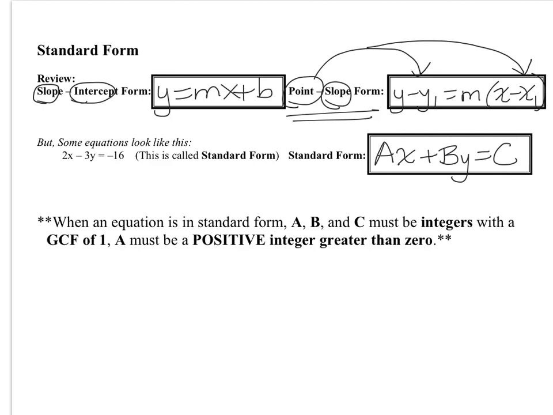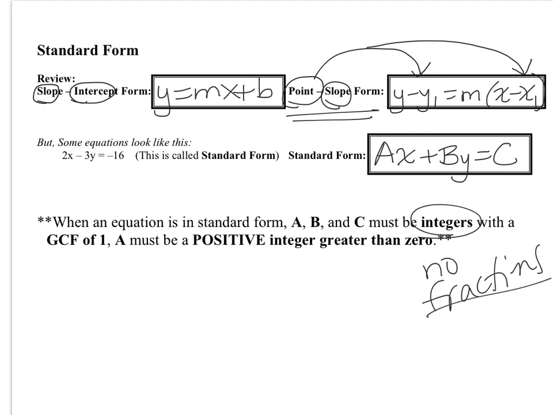So standard form is when an equation looks like this. Now, the other big piece is this bit right here. When an equation is in standard form, a, b, and c must be integers with a GCF of 1, and a must be a positive integer greater than 0. So let's take a look at this right here. This is in standard form. Look at these integers. If they're integers, you have to make sure that they're not fractions or decimals. Integers are all your positive and negative numbers, no fractions.